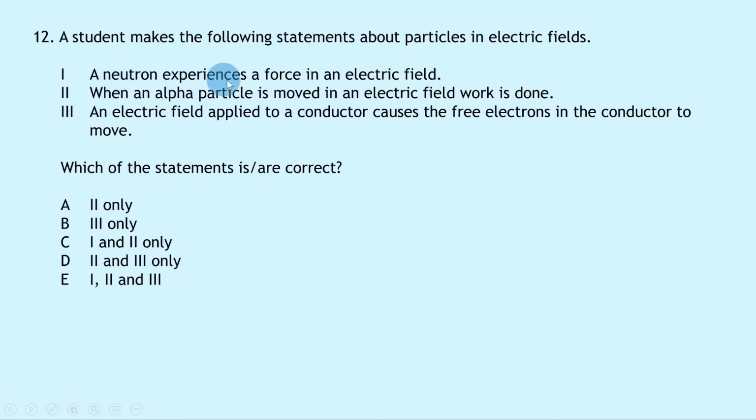So first of all, a neutron experiences a force in an electric field. That is going to be false. So that's because a neutron, remember, has no charge or a neutral charge, which means it's not going to be affected by charged plates between which an electric field exists.